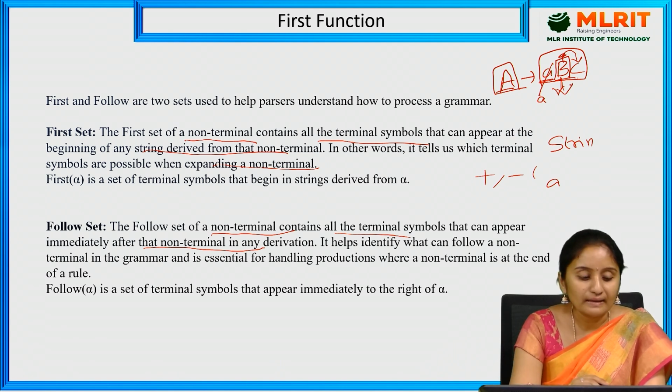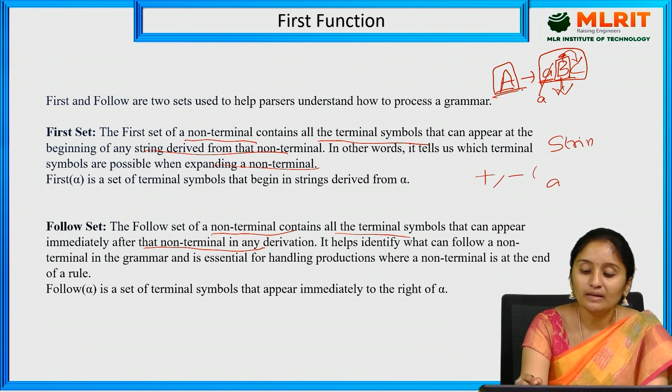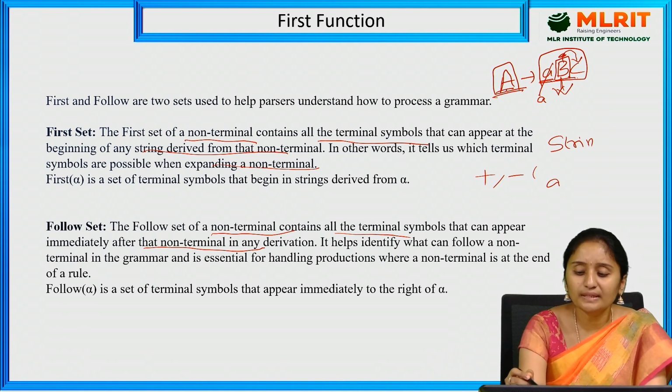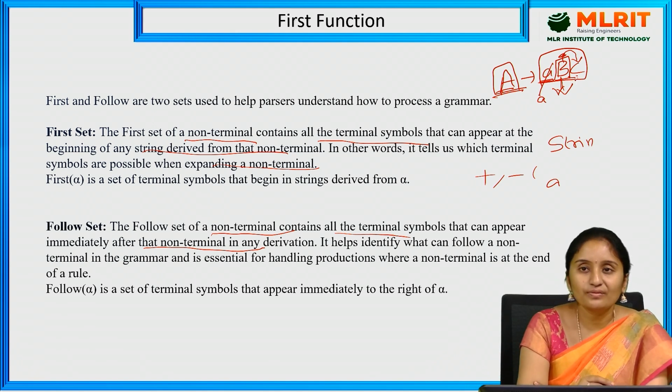We are going to calculate the Follow function for the right-hand side and the First function for the left-hand part. Here First of A is exactly the first symbol on the right side. If I find a terminal, that will be my First of A. Then coming to the Follow function, we calculate for the right part following that non-terminal. After the non-terminal, if I find a terminal, that will be my Follow function. If I don't find a terminal, then I apply the rules until I find the terminals. So that is the difference between the First and Follow functions.